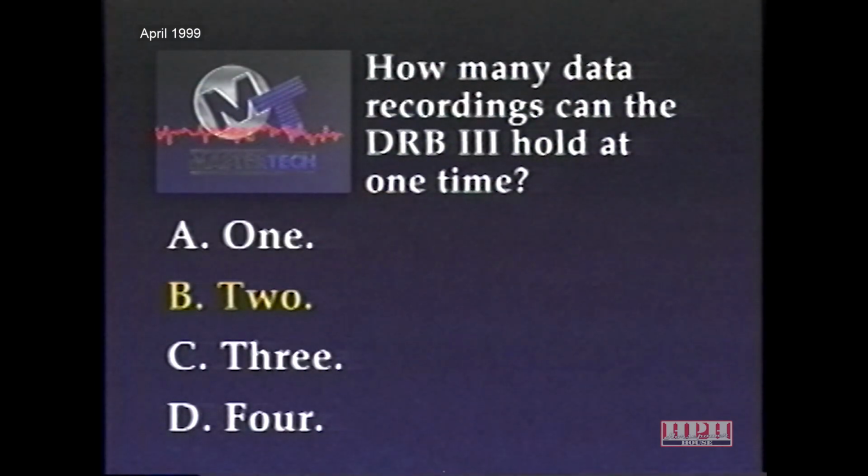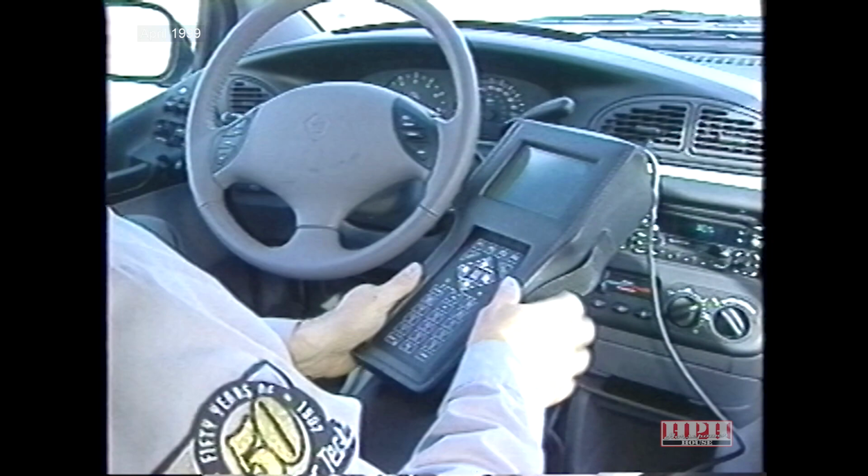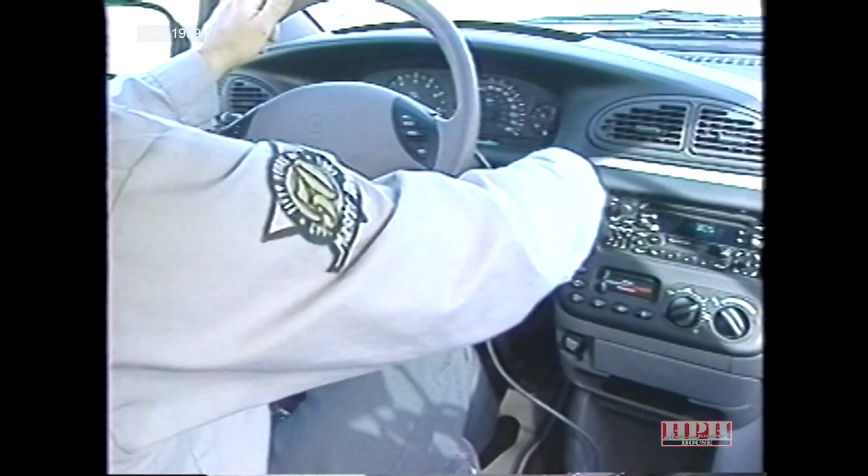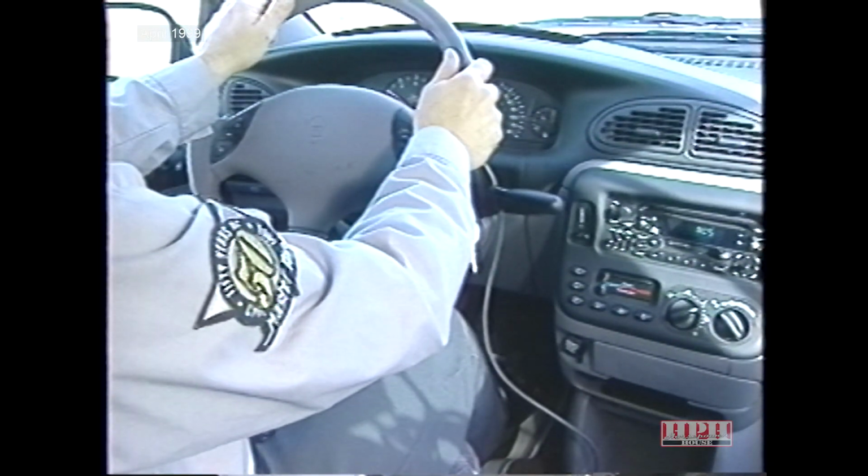The correct answer is B. The DRB3 can hold a total of 2 data recordings. Then it has to be reconfigured to record more information.